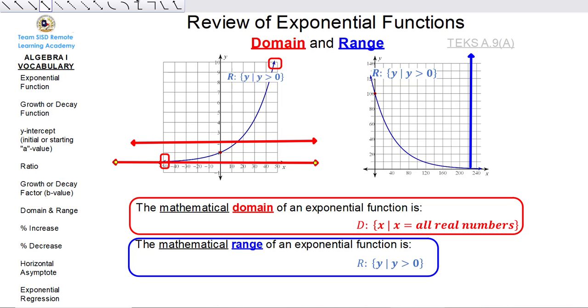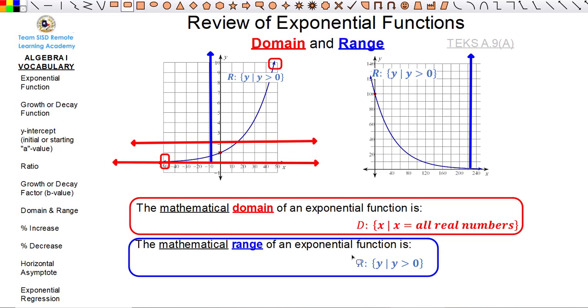And so the range would start at the horizontal asymptote, and let me redo that. It'll start at the horizontal asymptote and forever go up. So the mathematical range of an exponential function would be all y values greater than 0. Notice they're not greater than or equal to, they are greater than 0. Okay, let's look at the range of this function, all y values greater than 0. The domain would be one of these. Domain would be all real numbers.